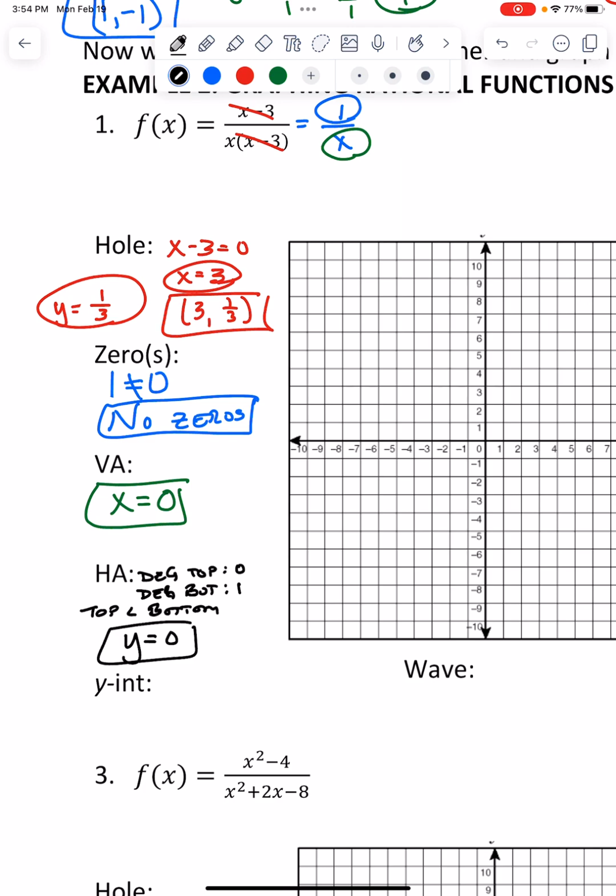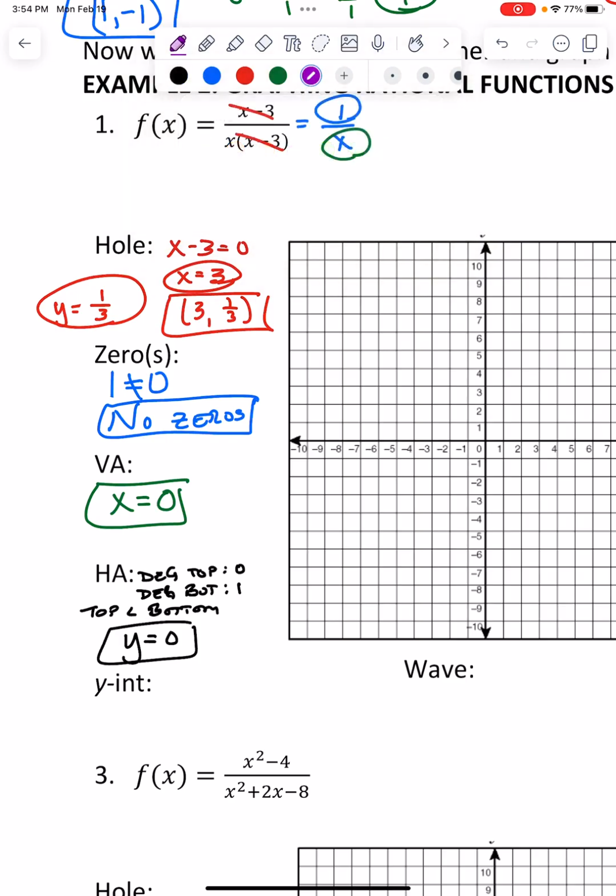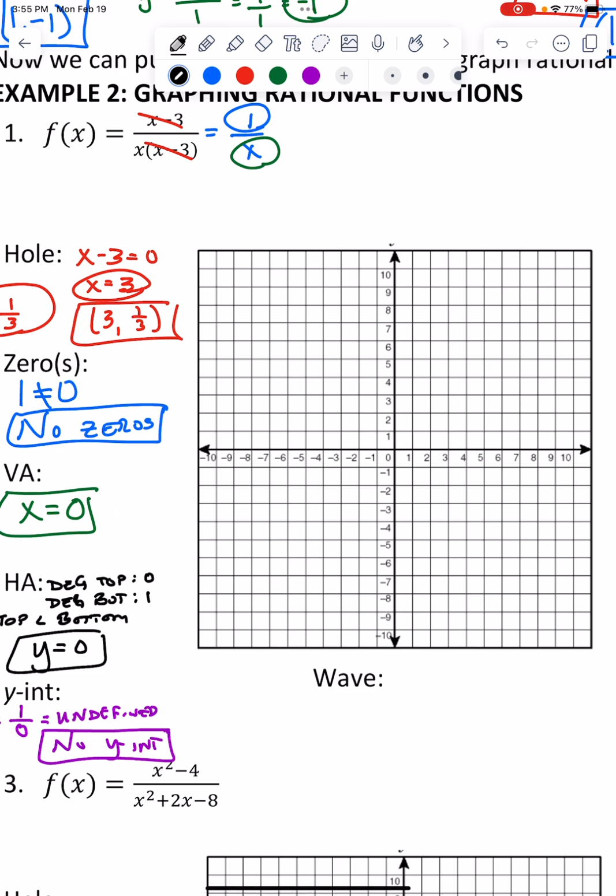Okay? And then for our y-intercept, we plug in 0 for x. So if we go y equals 1 over 0, that is undefined. We can't have 0 on the bottom. So that means this has no y-intercept. And for the wave, we don't know if we need it yet. So let's put this stuff on here. Horizontal asymptote at y equals 0. Vertical asymptote at x equals 0.